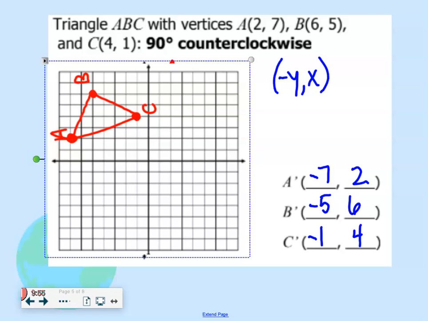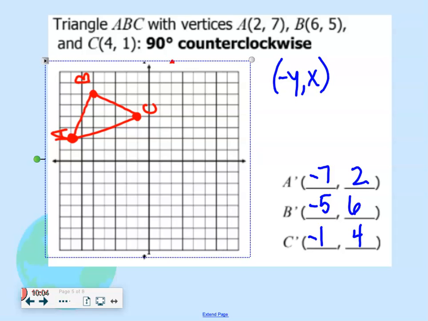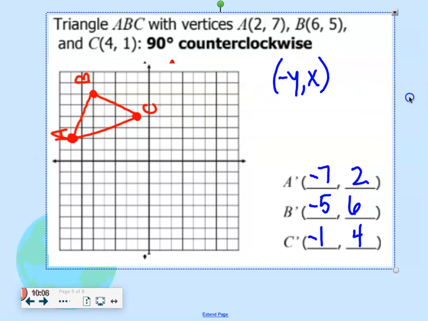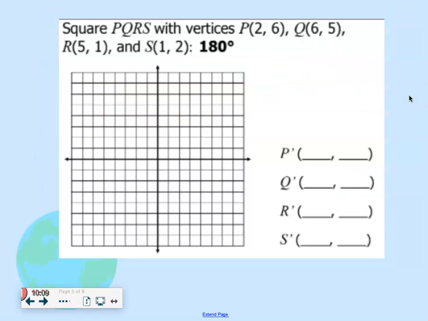Are we all moving on to the next one? Okay, moving on. Square PQRS.